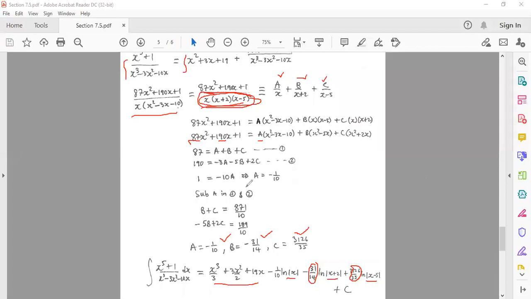So that is the whole idea where you see a rational function. Think about it, check the powers, see if you need to do long division or if you need to go straight into partial fractions. So you need to make those decisions wisely.